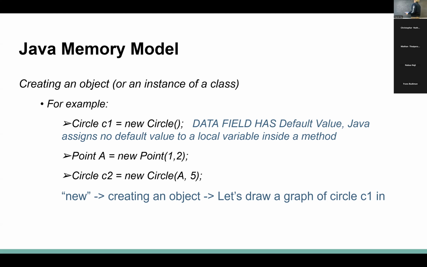A point is an object. So for an object, the default value will be just null. You point it to nowhere. But for an int, the default value will be 0.